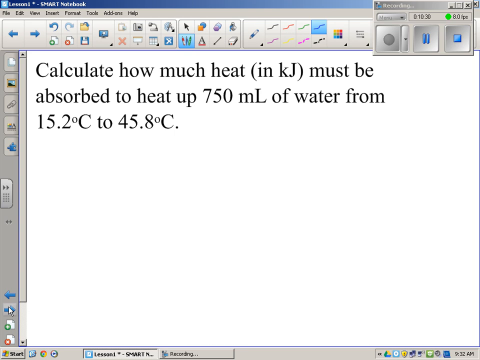Calculate how much heat in kilojoules must be absorbed to heat up 750 milliliters of water from 15.2 to 45.8. So we're going to look at our formula here. How much heat in kilojoules? Let's fill in some of the things we know. First of all, what are we looking for? How much heat in kilojoules. We're looking for Q here, obviously. We're trying to solve for this.